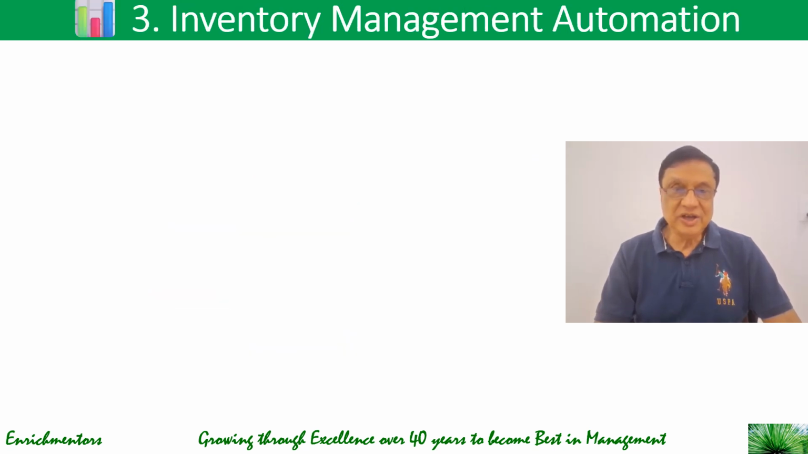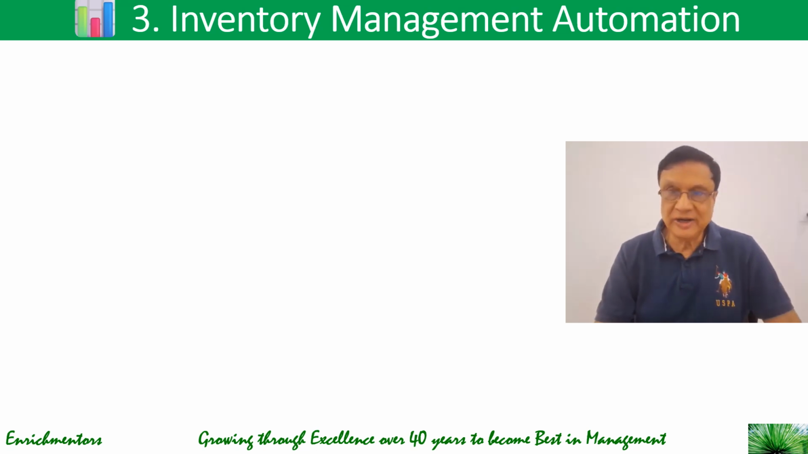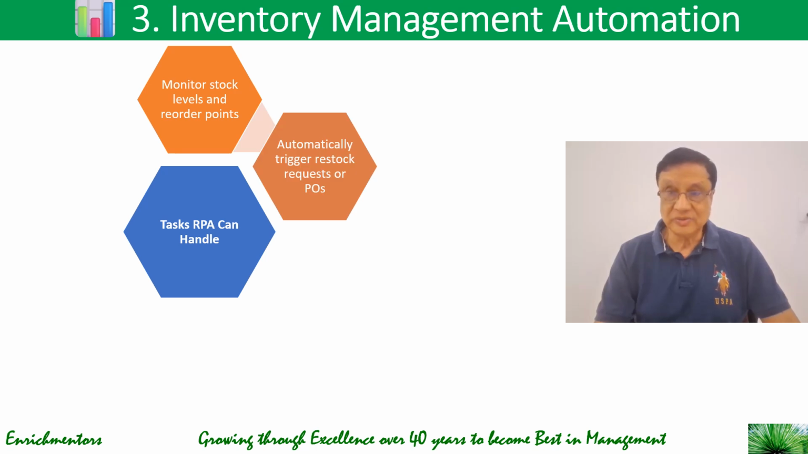The third thing that these bots can do is inventory management automation. And let's take a look at what tasks RPA can handle. It can monitor stock levels of the materials, raw materials, packing material, whatever you want to procure. And it can monitor the reorder points to determine when to reorder, based on the data that you can feed. Then it automatically triggers restock requests or purchase orders, right? And then updates the stock levels in ERP or inventory systems.